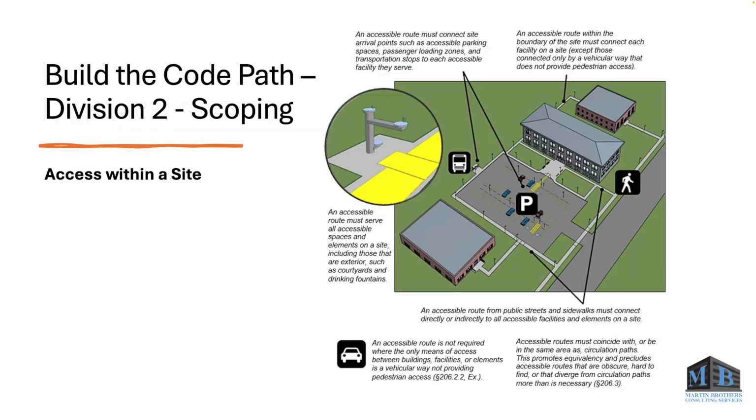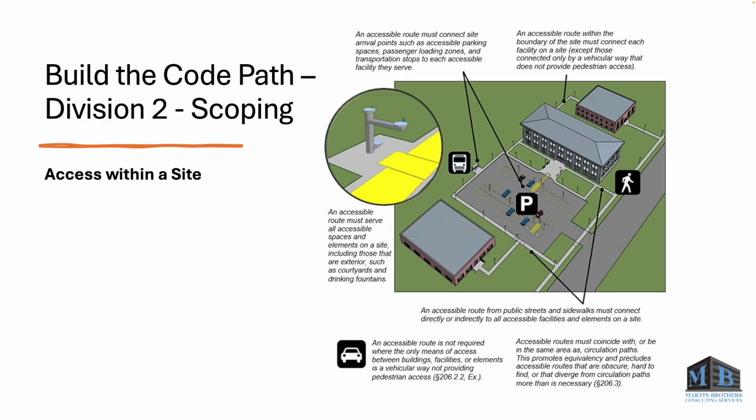So a little bit more on access within a site. This is another graphic lifted from the Access Board, and this gives you a visual on a little campus here that has 3 buildings and a parking lot, and they have provided an accessible route between each building and from parking and to elements that are on the exterior of the site, such as a drinking fountain. You can pause and read all this. Again, this covers the 2010 ADA standards, so the ideas are the same, but specifics might be different.